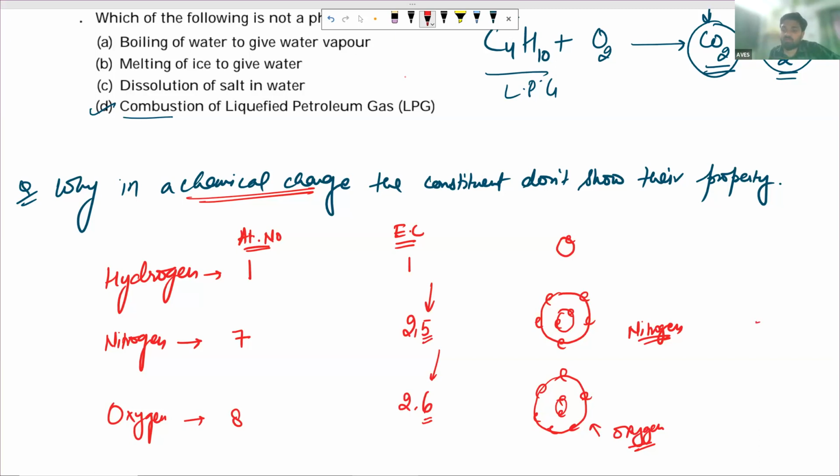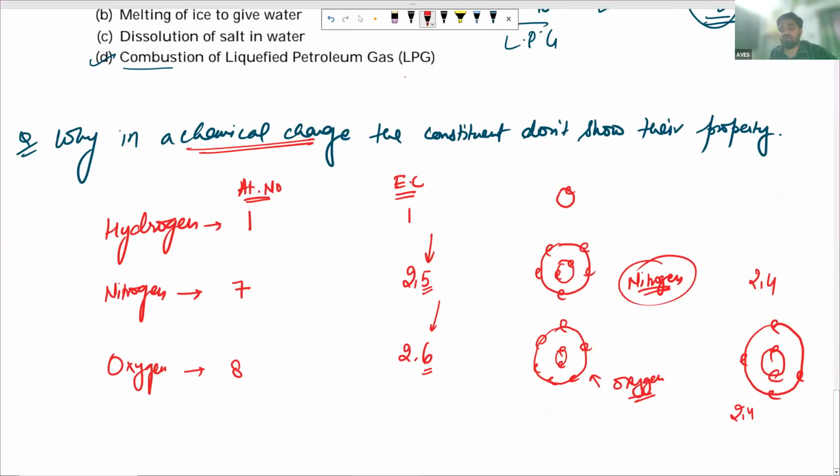For example, if you have 2,4 electrons, with only 4 electrons it becomes the carbon atom, and it will not show the property of either nitrogen or oxygen. It will show the property of carbon. If you remove 1 electron from oxygen and add it to nitrogen, or add 1 extra electron to the nitrogen atom from somewhere else, then it will have 2,6 electrons and start behaving like oxygen, not nitrogen.